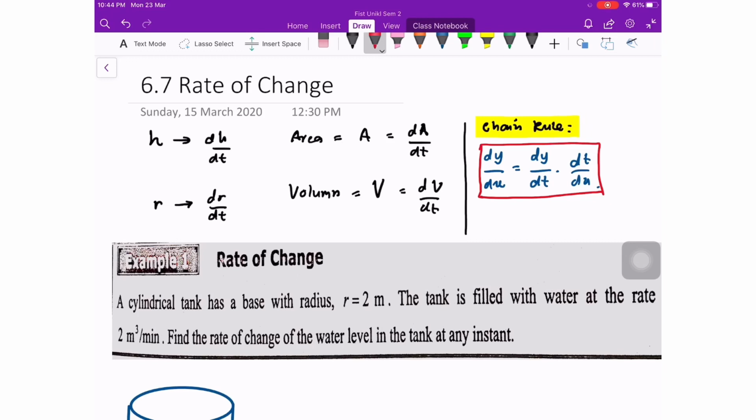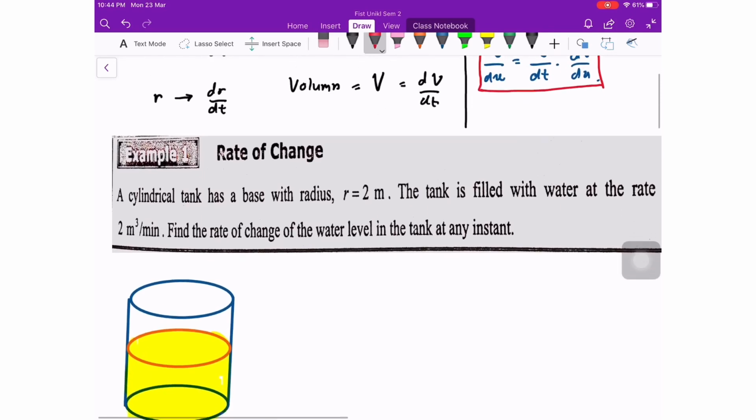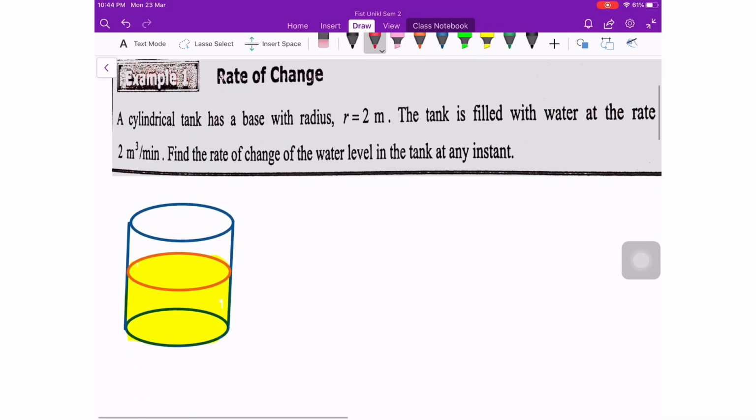Okay, so yang ini adalah merupakan konsep chain rule yang kita akan guna pakai untuk menyelesaikan masalah rate of change. Okay, baik, kita continue dengan example 1. Example 1. A cylindrical tank has a base with radius r 2 meter. The tank is filled with water at the rate 2 meter cube per minute. Find the rate of change of the water level in the tank at any instance.